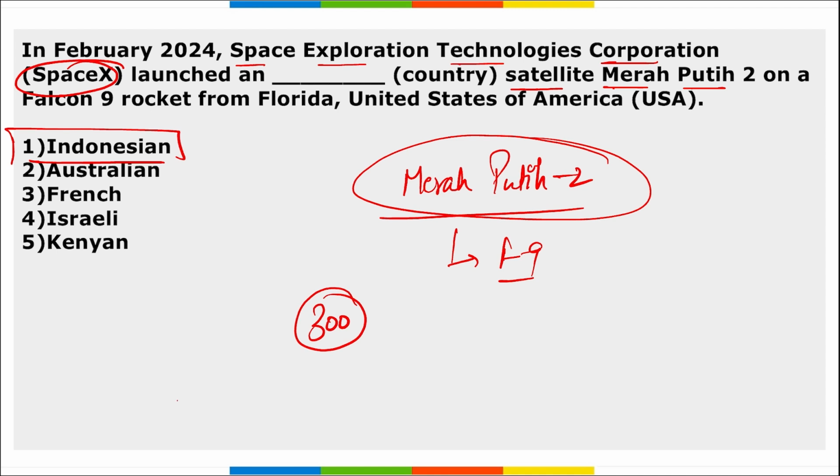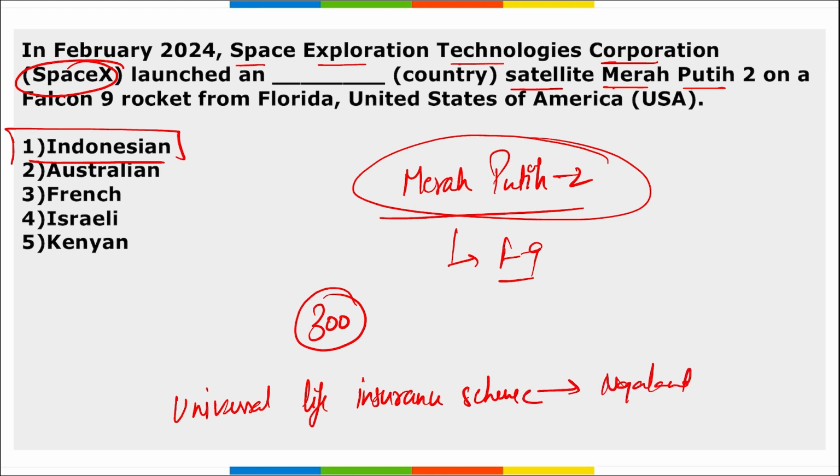Then which state has recently launched a universal life insurance scheme? A universal life insurance scheme. This was launched by which state? It was launched by Nagaland. Nagaland has launched universal life insurance scheme.